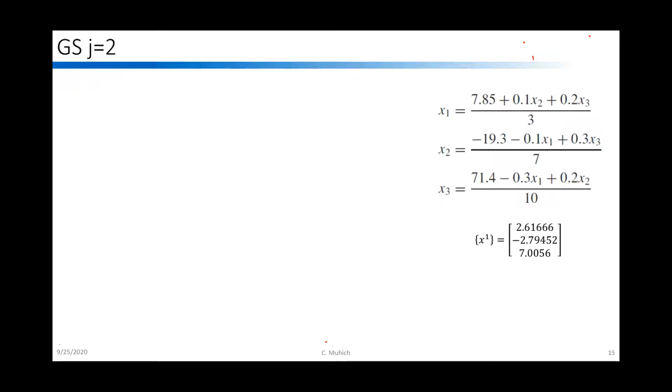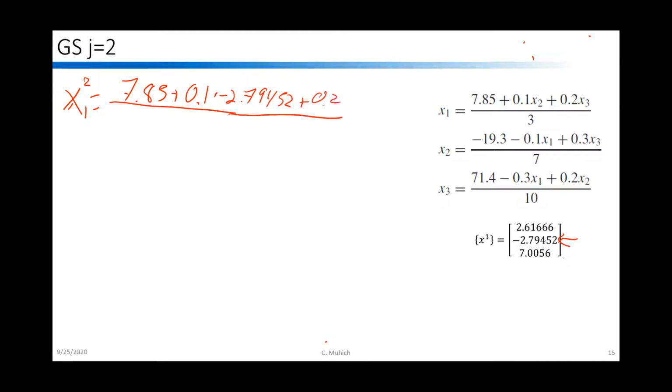So once again, we're going to take our different values. x1 in the second round is going to be 7.85 plus 0.1 x2. x2 is negative 2.79452 plus 0.2 x3. x3 is 7.0056 over 3. That's going to give us 2.990557.